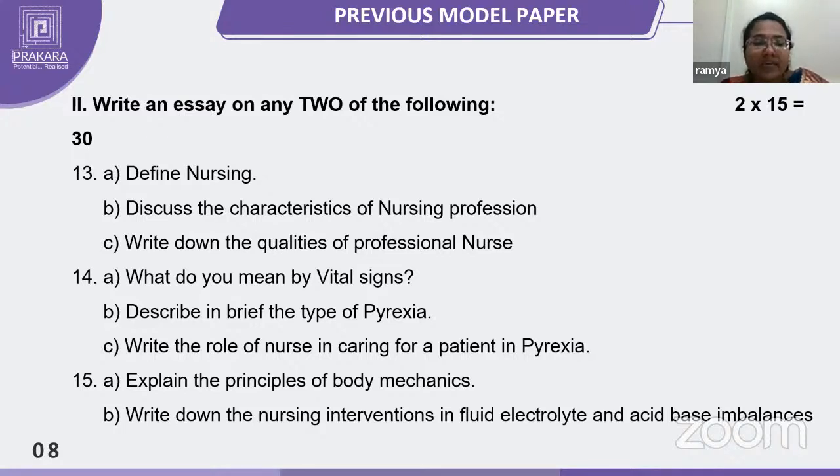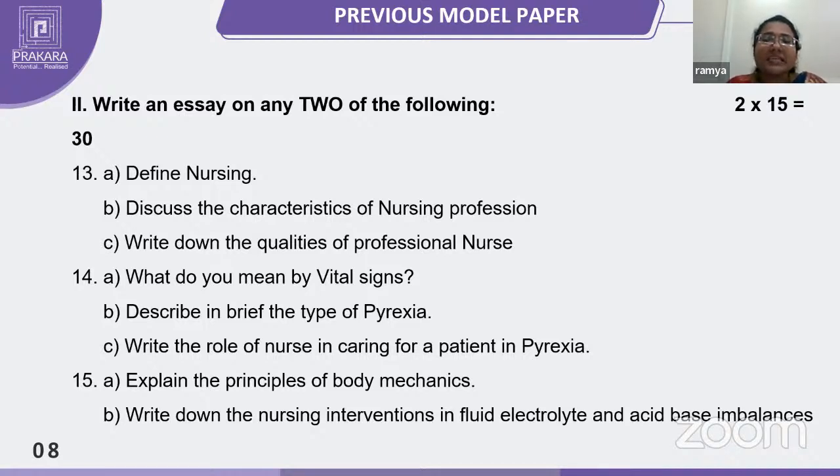When coming to the B question, they have asked to write down the nursing interventions in fluid, electrolyte, and acid-base imbalances. Firstly, you have to identify what are all the disease conditions in fluid, electrolyte, and acid-base imbalances. According to that, you should plan the nursing care plan, that is the assessment. You should formulate the nursing diagnosis. Planning must be there. According to that planning, you should implement those strategies, and at the last, evaluation also, we have to check whether we have reached the goal or not. In such a way, we should present the 15th question.